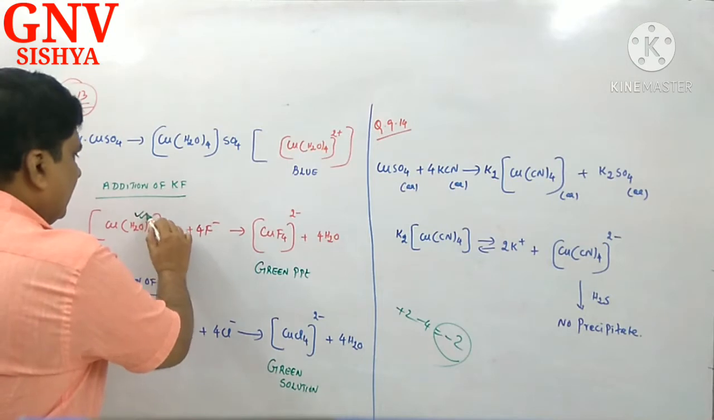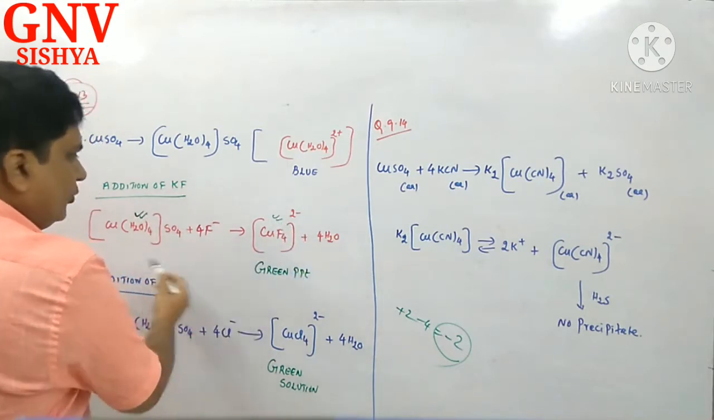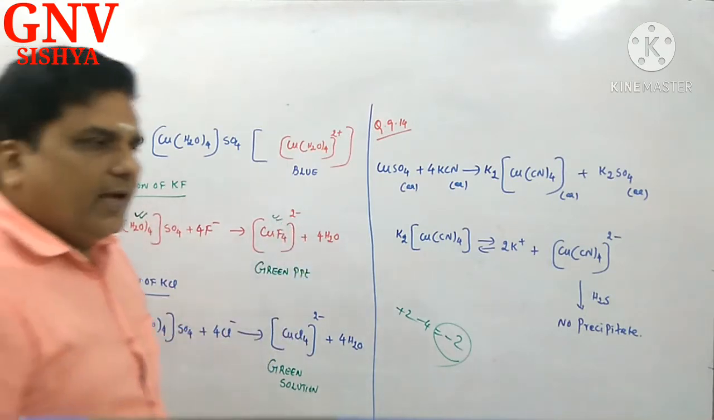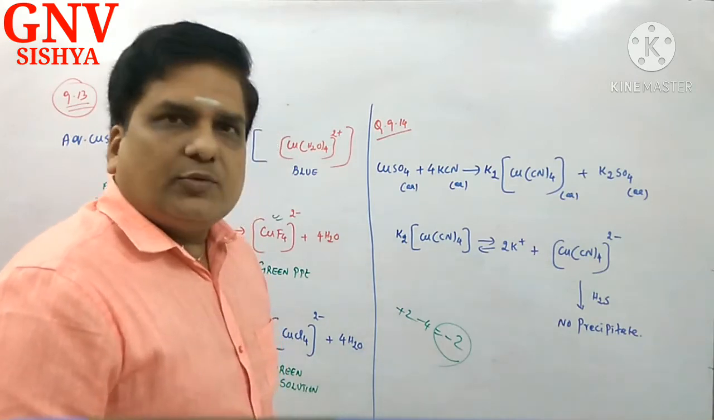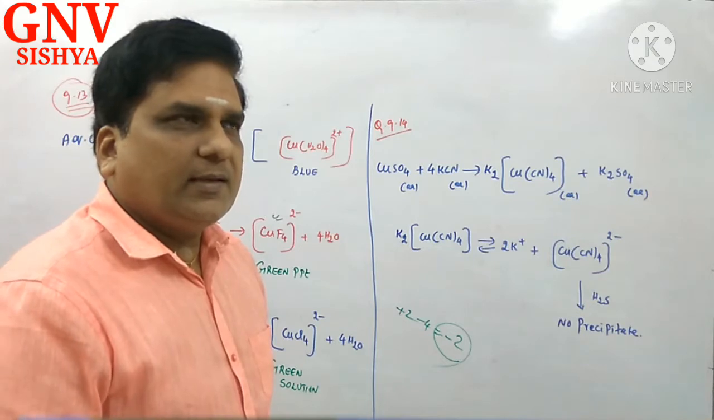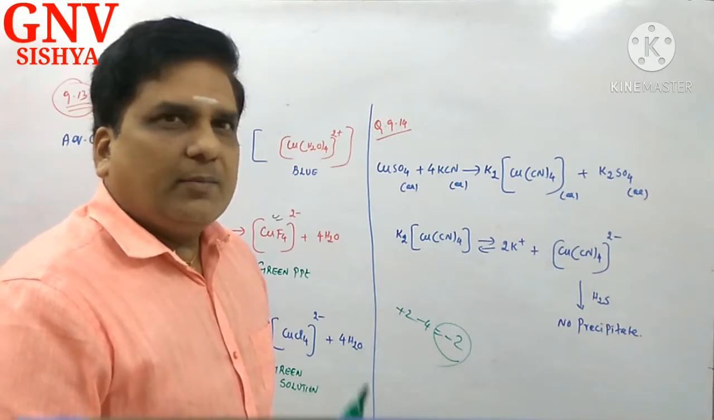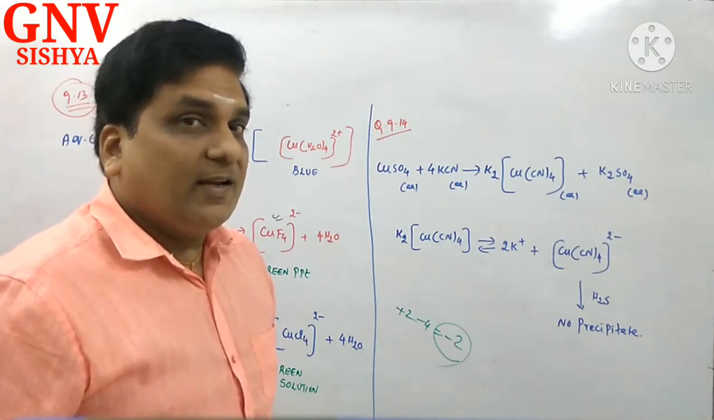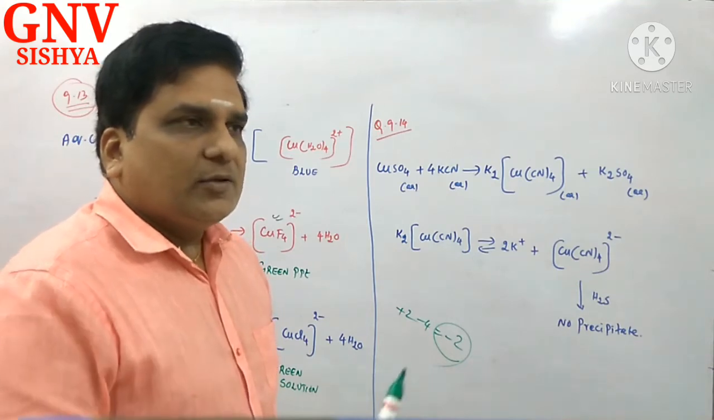So the aqua ligand is replaced by F-. So blue is changing to green. Similarly, [Ni(H2O)6]2+ is replaced by ethane-1,2-diamine. You get pale blue color, and then finally you get purple color. Correct? So change of ligand.